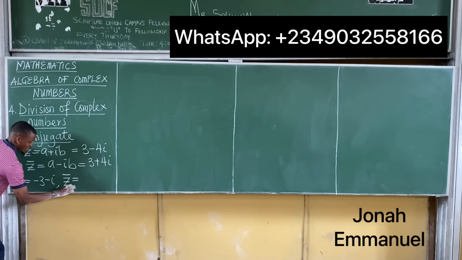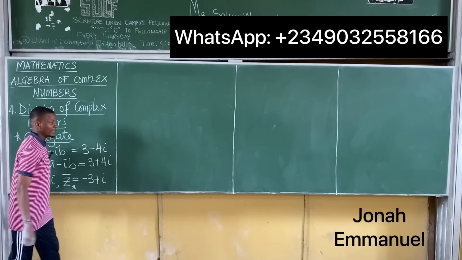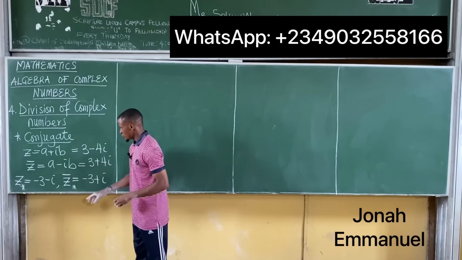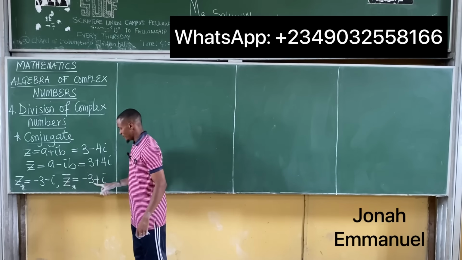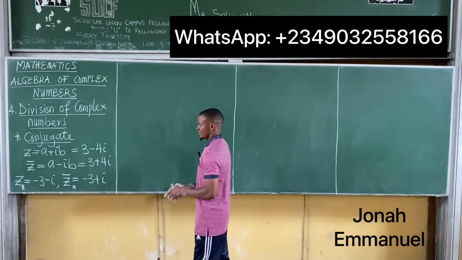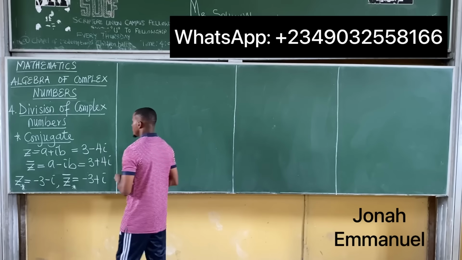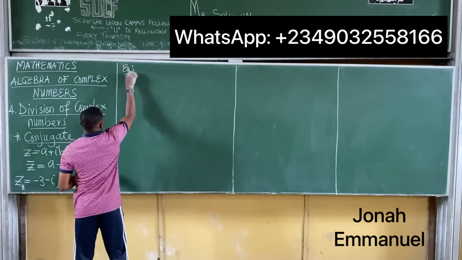So z asterisk bar will be equal to minus 3 plus i. Please take note that when it comes to the conjugate, I am only changing the sign of the imaginary part. The real part is left the same way. All right, having this in mind, let's see how we do division of complex numbers. We'll take an example and explain this.